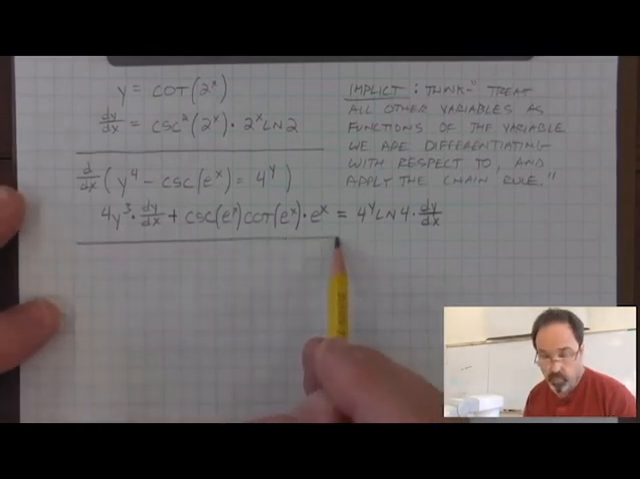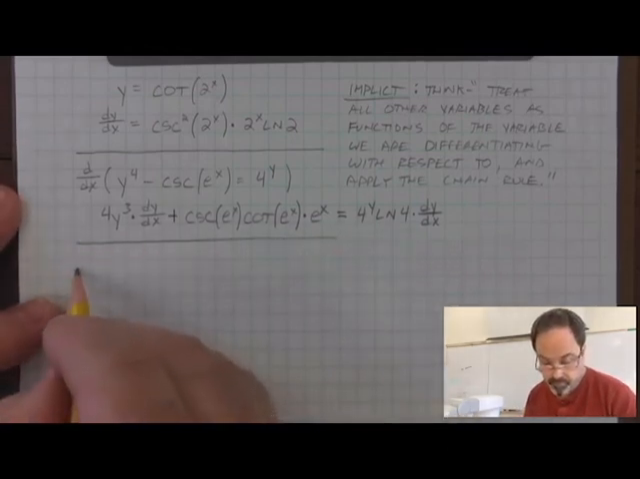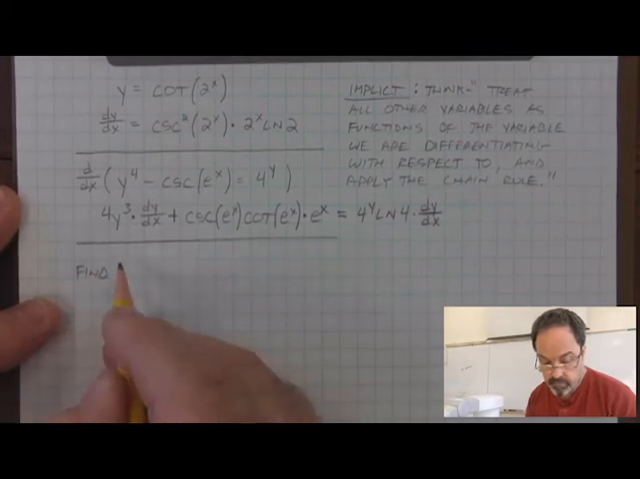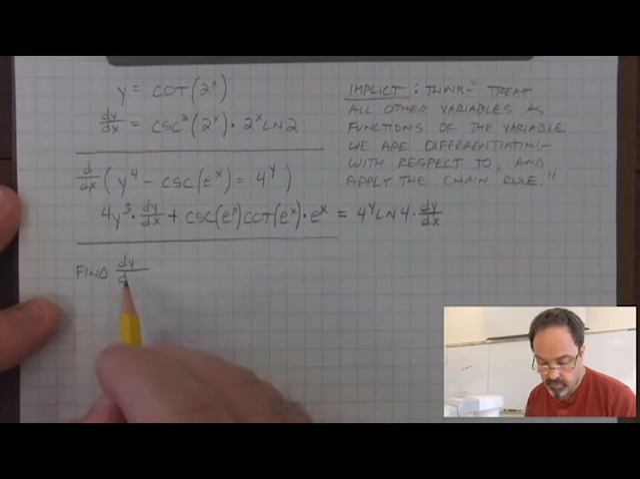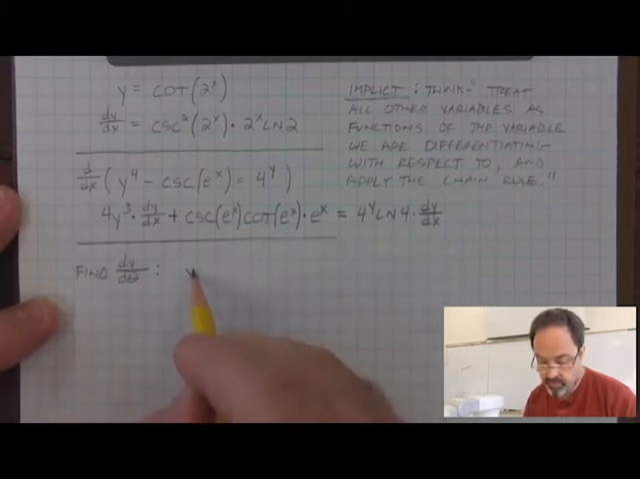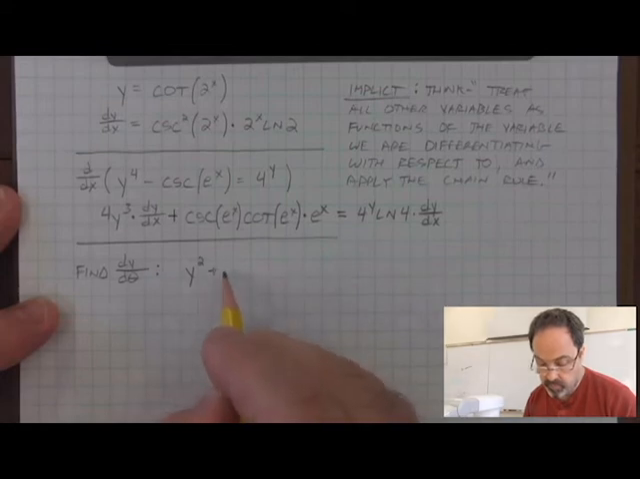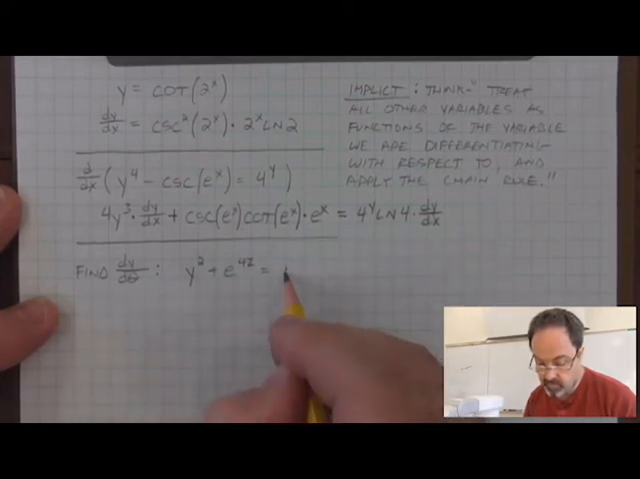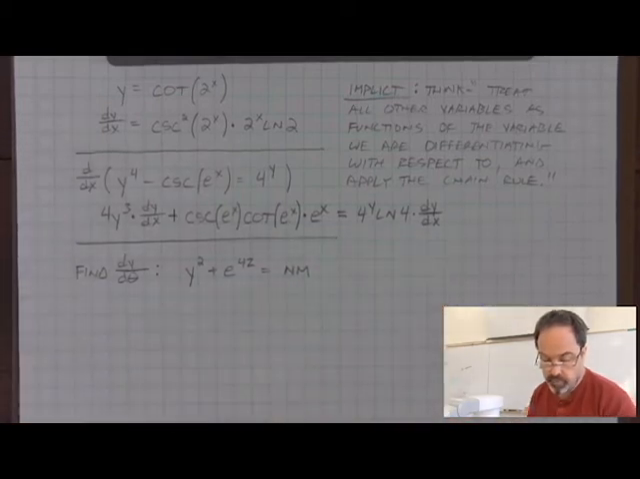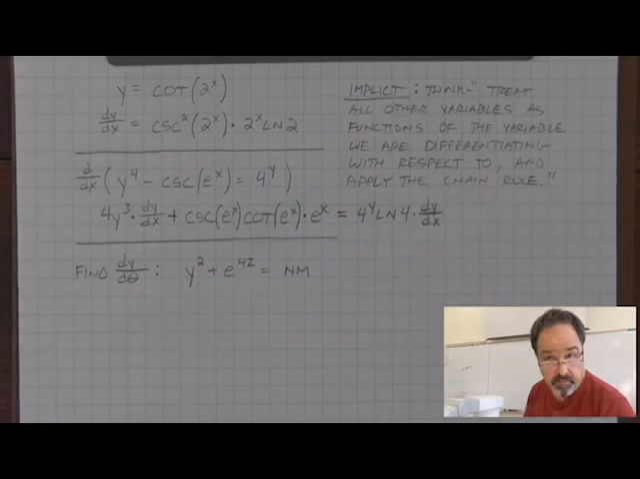Let's practice one more. I'm asked to find dy over d theta, given the equation y squared plus e to the 4z is equal to n times m. Look how sophisticated this can get, but it's not difficult.